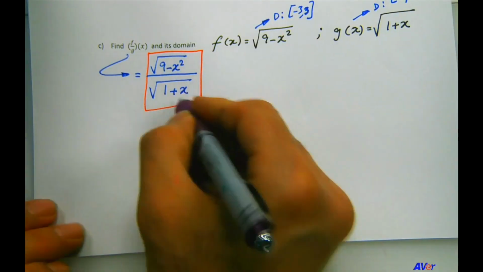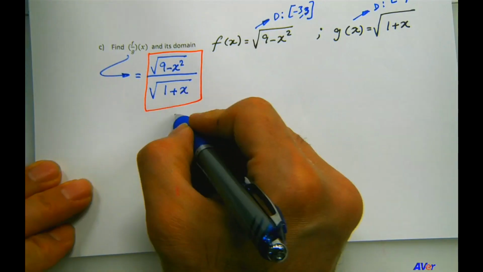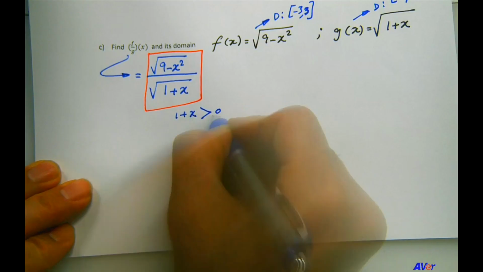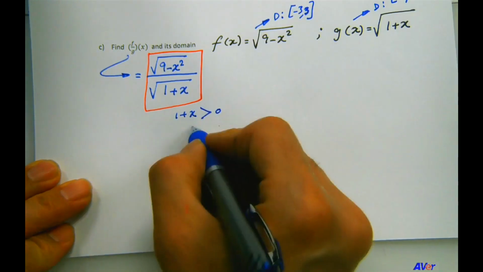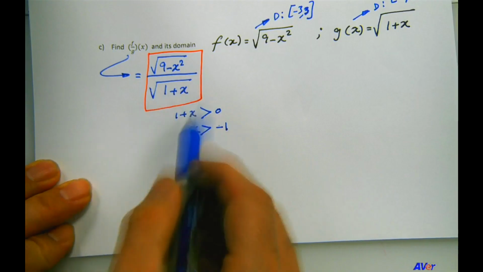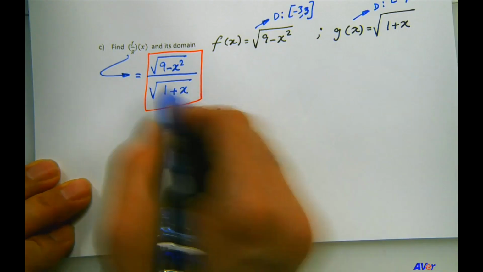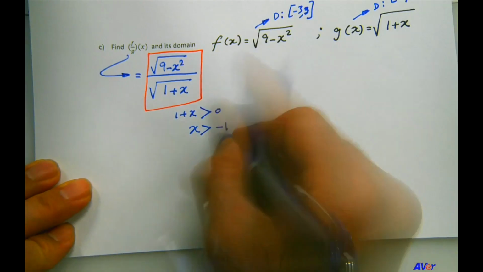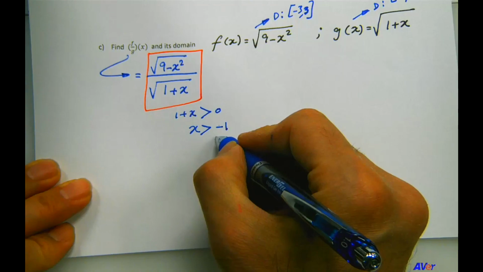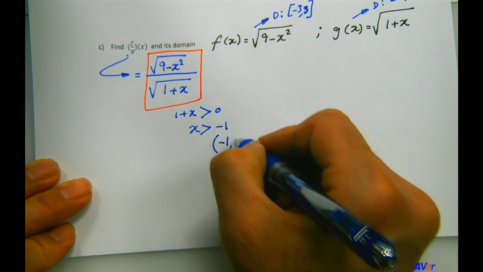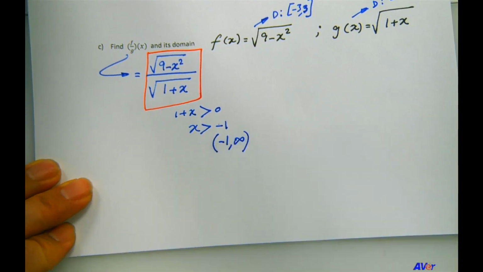Therefore, we write down that 1 plus x must be greater than 0, not equal to 0, right? So then solve this. We have x greater than -1. So the domain of this function, just the denominator expression, is going to be parenthesis, not bracket, -1 comma infinity, right?